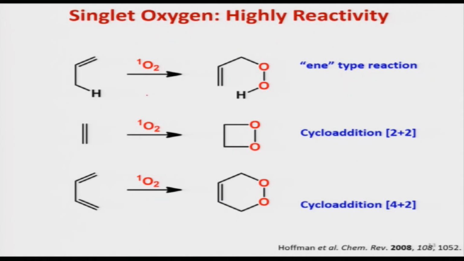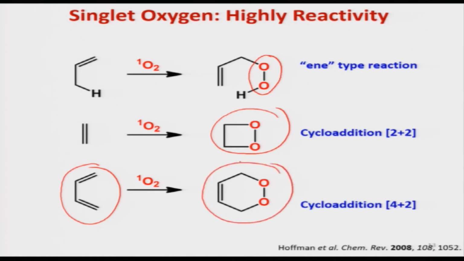Like this, singlet oxygen produces an O-O bond, as you can see over here. This is an ene-type reaction. If you have a double bond, the singlet oxygen can form a 2+2 cycloaddition, and if you have something like this, it produces a 4+2 cycloaddition. There are many examples known now where singlet oxygen shows remarkable reactivity.